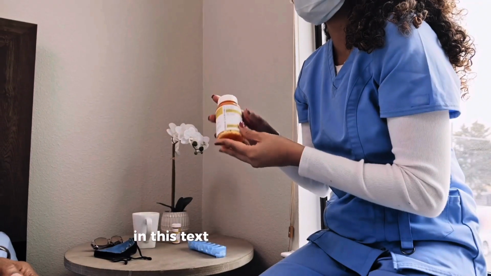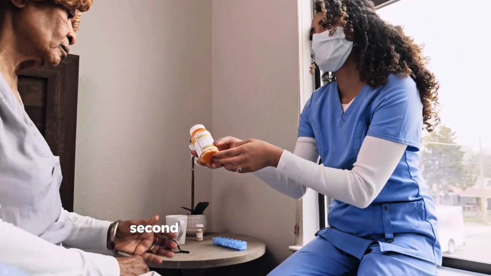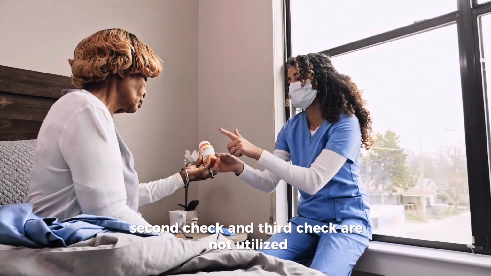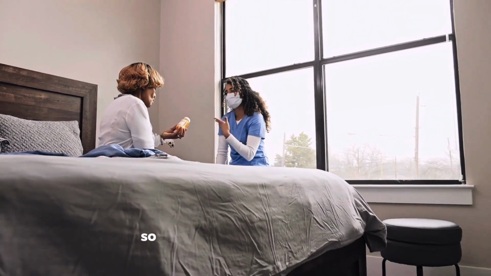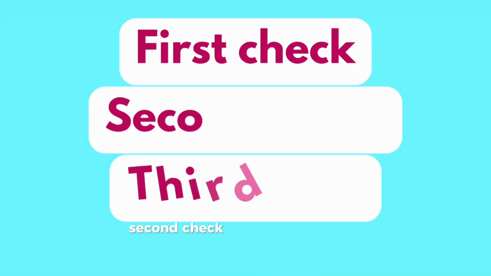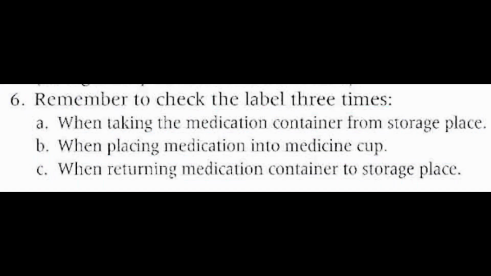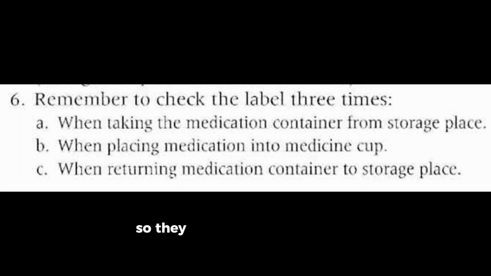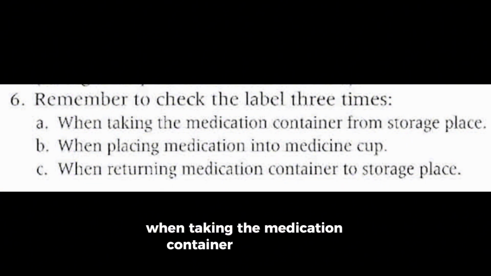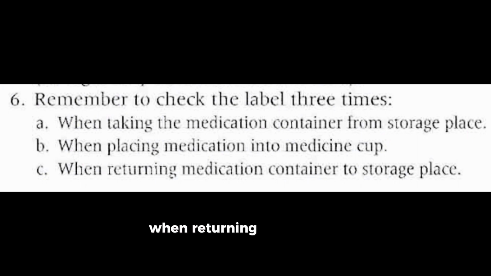In this text, the words first check, second check, and third check are not utilized. Only the processes step by step are outlined. So the emphasis on first check, second check, and third check isn't there. This same text summarizes when the labels are supposed to be checked. So they say, remember to check the label 3 times: when taking the medication container from storage, when placing the medication into the medication cup, and when returning the medication container to the storage place.